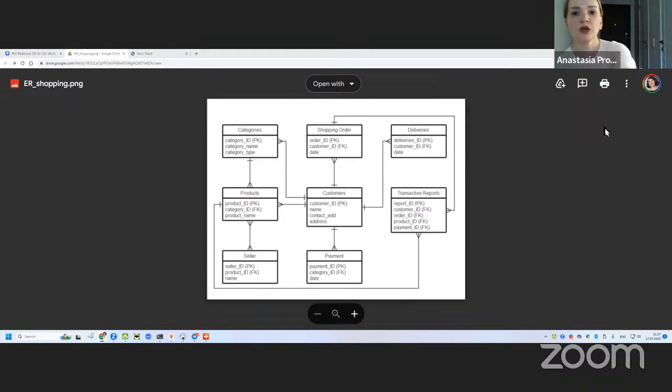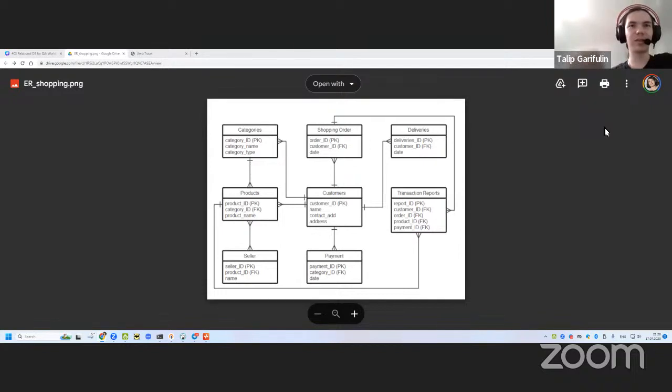So we have to connect the shopping order table and deliveries through a foreign key, right? Yes. So what's the key? Not the key, but the relationship between order and deliveries. It's like many to many, right? Or just one order, one delivery. It's one to one.